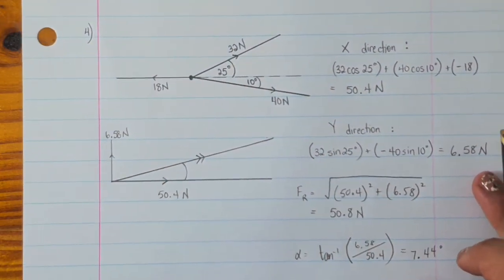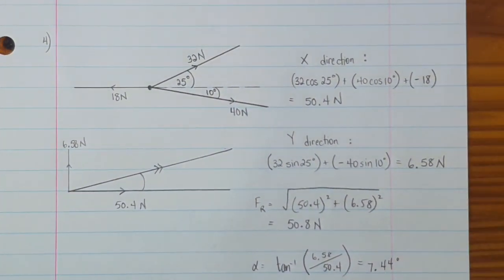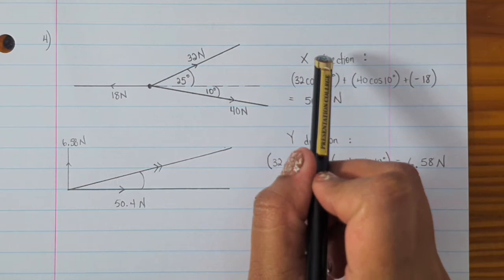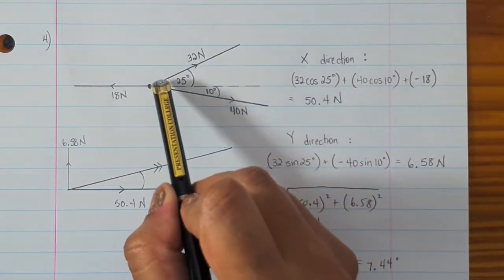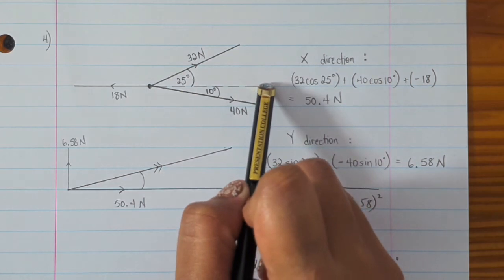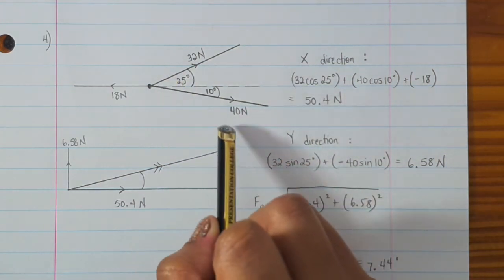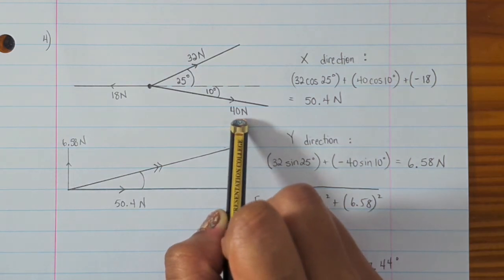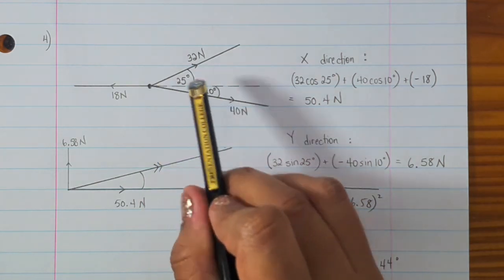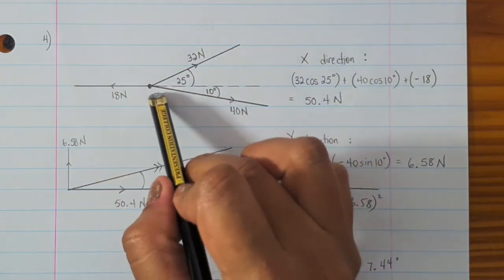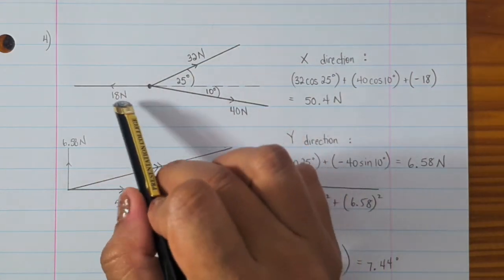here we have number 4. And let's go through it. Well, okay, 3 vectors here. So in the x direction, the horizontal component of the 32 newton is going to be positive because it's acting to the right. The horizontal component of the 40 newton is also going to be positive because it's acting to the right. But the 18 newton, which is acting along the horizontal axis, is going to be negative.